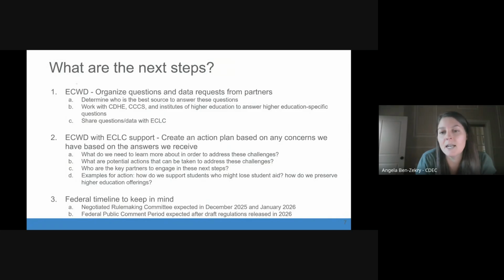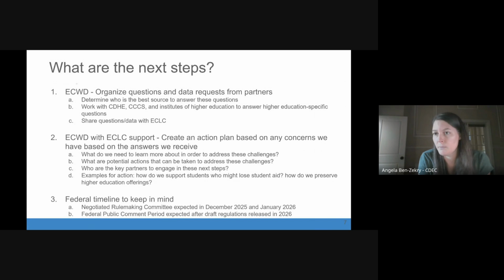Our assumption is that CDHE will be involved, that's the Department of Higher Education, the Colorado Community College System, and direct questions to institutes of higher education as they're working on identifying which areas of study are part of this. And then we'll bring these questions and data requests back to the ECLC, ensure that we incorporate any of the ECLC's questions on this, and then create an action plan based on any observations or concerns we may still have after we receive this information.